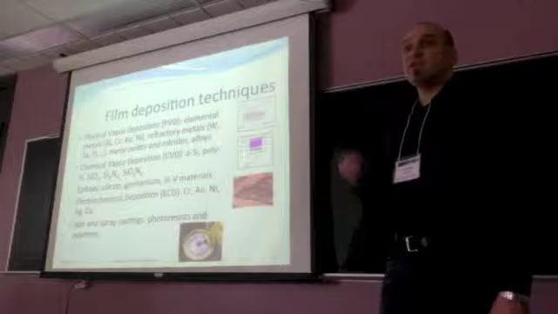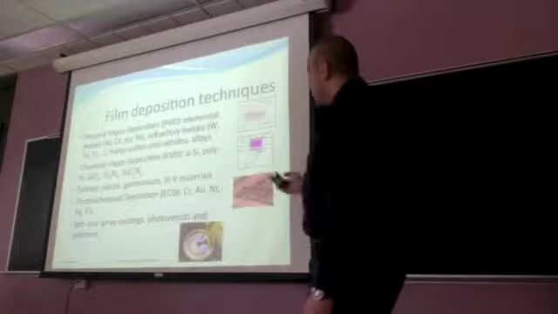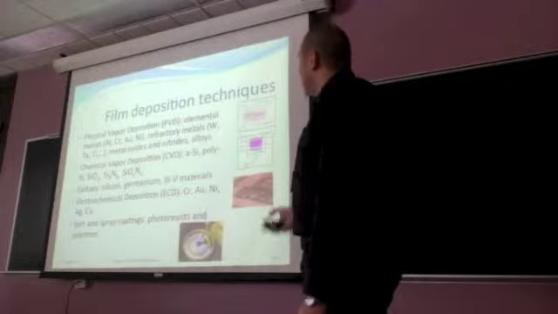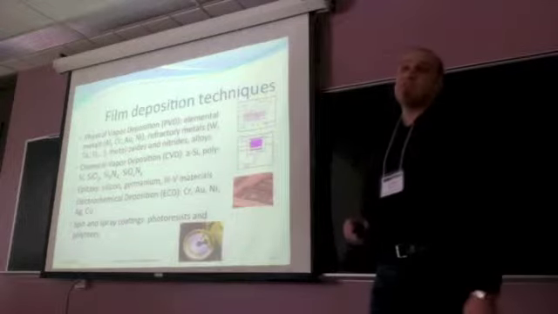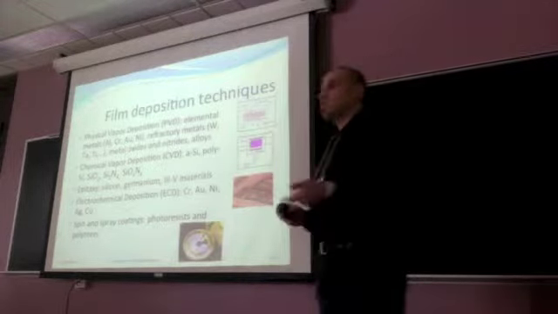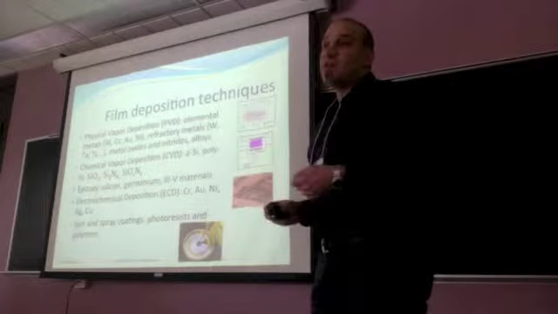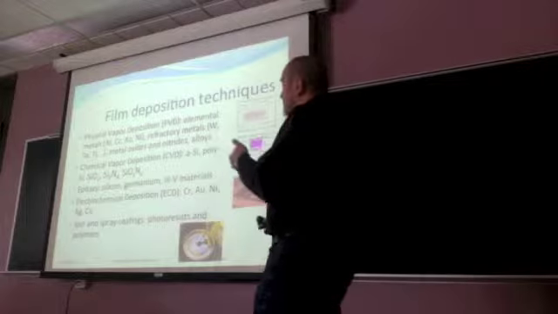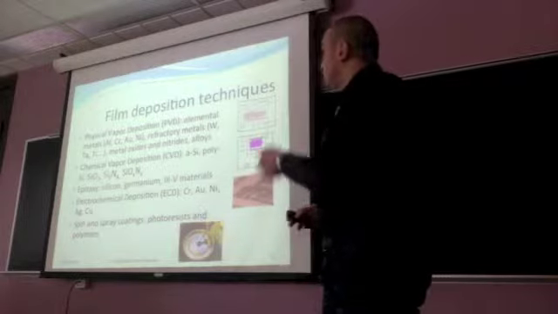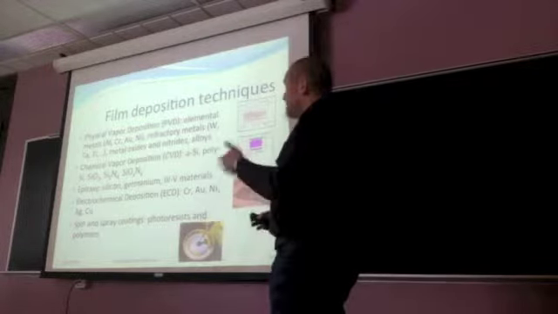The ejection can be done by various means: resistive heating, electron beam heating, or ion bombardment. Thanks to physical vapor deposition, elemental metals, refractory metals, their oxides and nitrides, and alloys can be deposited.